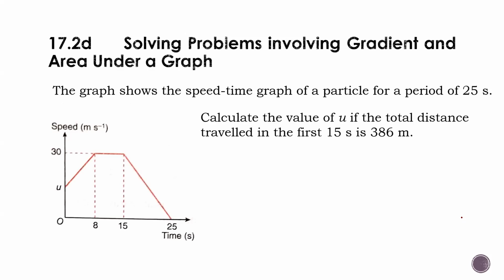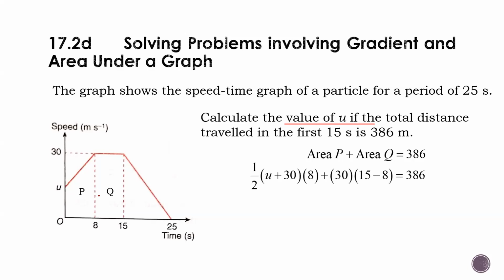Next, calculate the value of u if the total distance for the first 15 seconds is 386. So the first 15 seconds is only P and Q. So you need to find total distance. In a speed time graph, total distance is the area. So area P plus area Q is 386.